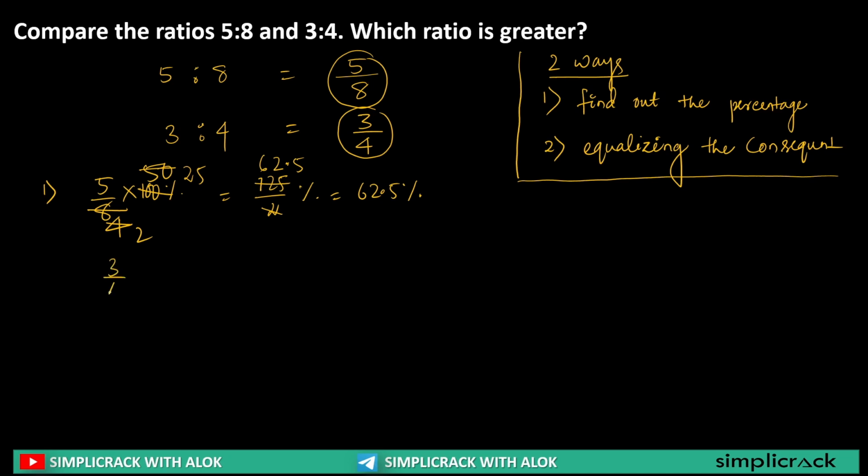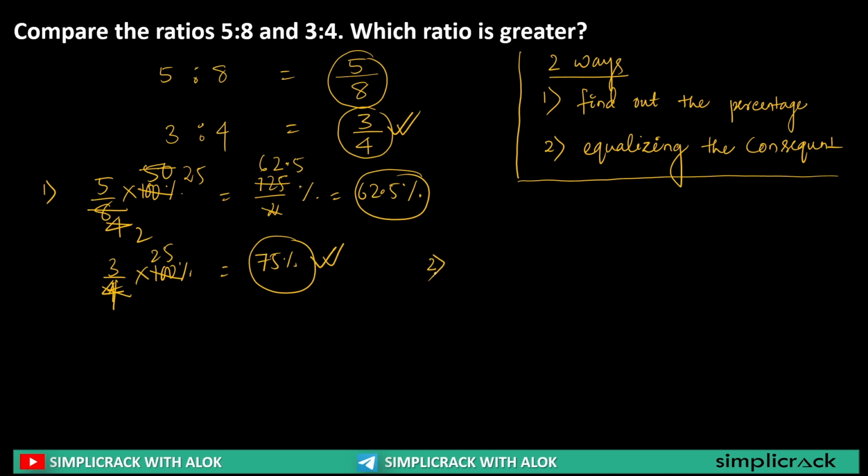Now 3 by 4, I will simply multiply 100% with it. Now if we divide 100 by 4, we'll get 25. So 25 multiplied by 3 is equal to what, 75%. So which is greater between 75% and 62.5%? That is 75%. So which ratio will be greater? 3 by 4 will be greater. See, this is the first step.